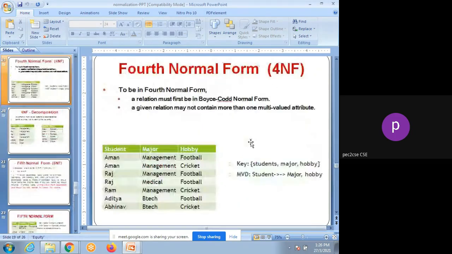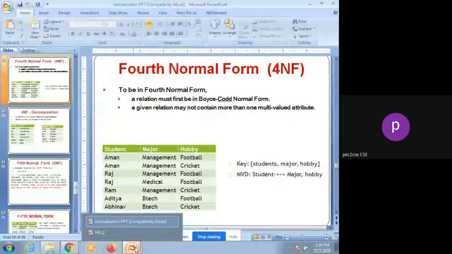So can you note down this? Fourth normal form, definition and example.